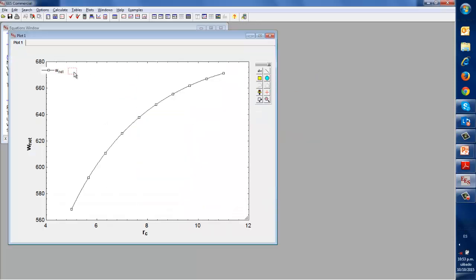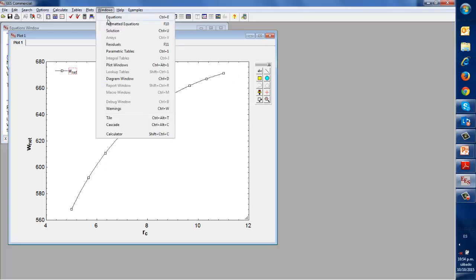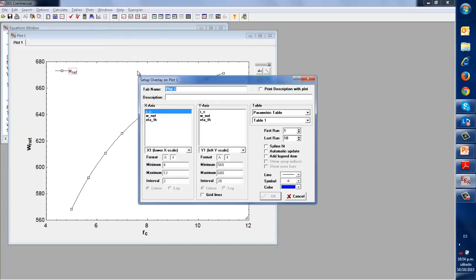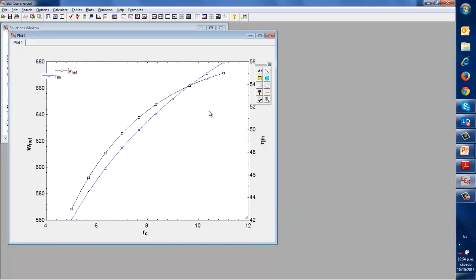So I have network. See that this is going up, very similar to the figure that we see in class and in the videos. Now I'm going to overlay in this plot eta, but I will do it in a different scale, the right scale. And again, I will add automatic update. And I see that efficiency is also growing. So that's the first part.